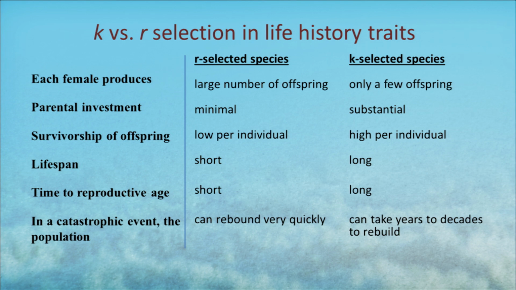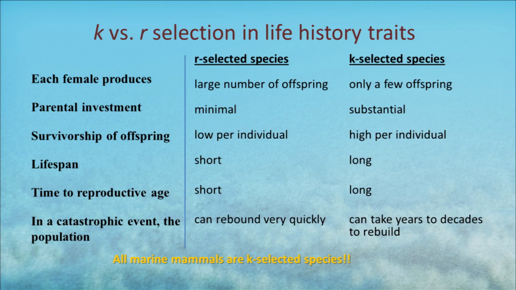This again is going to have some conservation implications because in an R-selected species, if you have some type of catastrophic event, the R-selected species has the ability to rebound really quickly. But unfortunately, a K-selected species does not. It can take years and years, usually on the decades, rarely on the millennia, but usually on the decade level before they rebound from a catastrophic event.